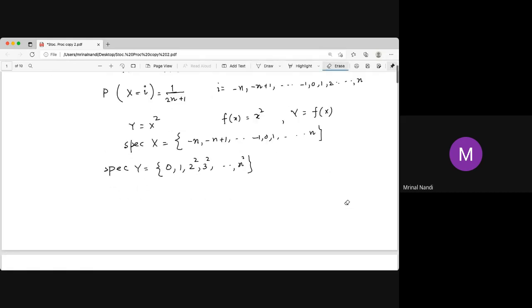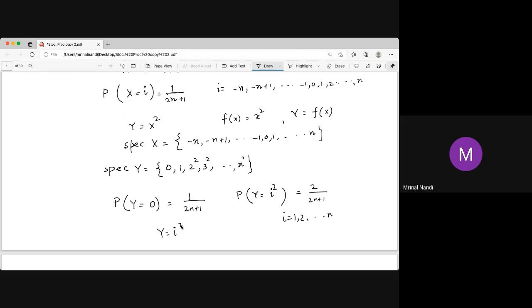Now what is the distribution of y? It is clear that the probability of y equal to 0 is 1 by 2n plus 1, because it is only one value, 0. But the probability of y equal to i squared, for i equal to 1 up to n, not 0, is 2 by 2n plus 1, because y equal to i squared is a set. Remember, y equal to i squared is a set: it is the inverse image under f, all omega such that x of omega is such a thing.